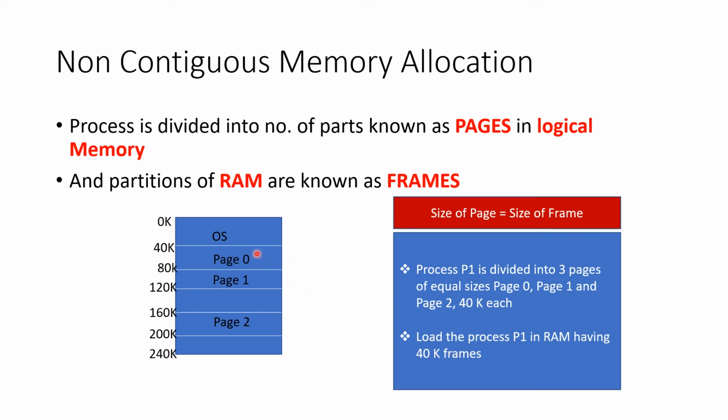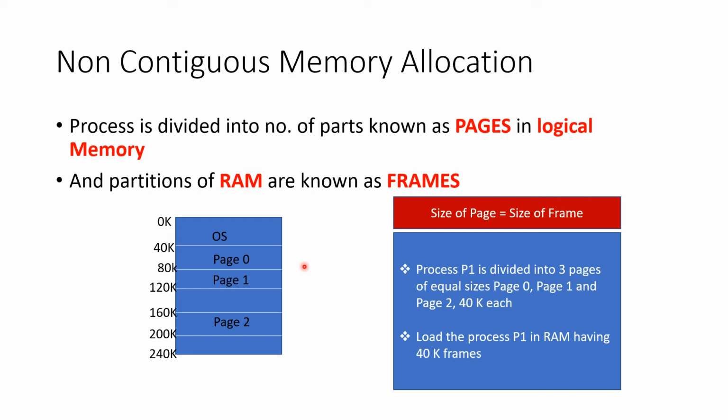So this process P1 when divided into three pages is loaded wherever we get the free space. The first part of process P1 is loaded here, second part of process P1 is loaded here, and third part of process P1 is loaded here. So the process is divided into pages, and these pages are loaded in the RAM in different frames. But the problem is, how do we come to know where my page number such and such is loaded in the RAM? Because it is random, wherever we get a space the page is loaded.